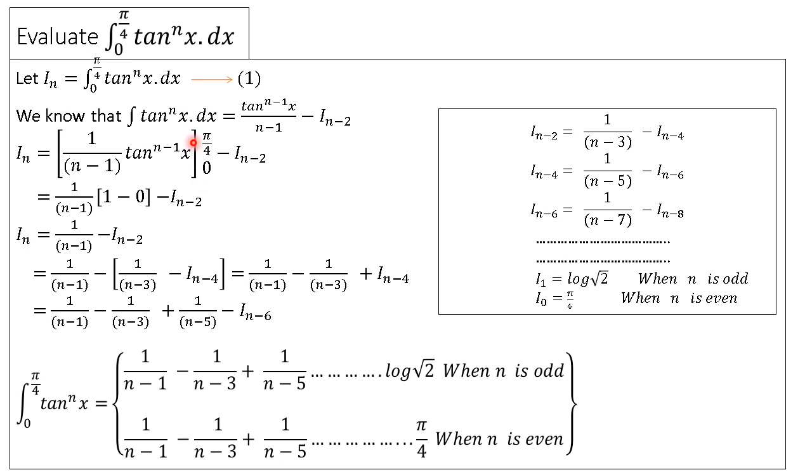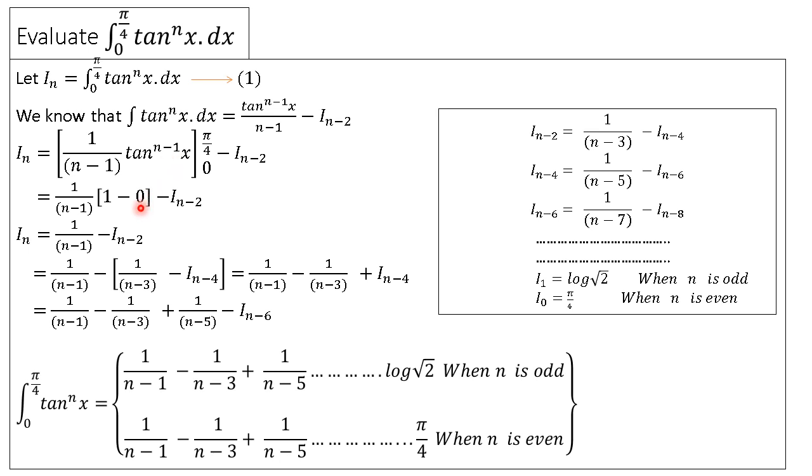Now apply the upper limit, tan pi by 4, which means tan 45 degrees. Tan 45 degrees has the value 1. 1 to the power n minus 1 is 1 only, isn't it? Minus, applying the lower limit, tan to the power n minus 1 of 0. That means tan 0, whose value is 0. We know that 0 to the power any number except 0 has the value 0.